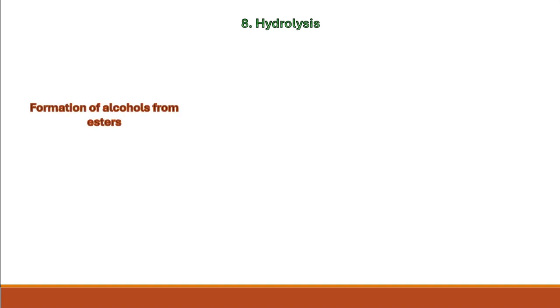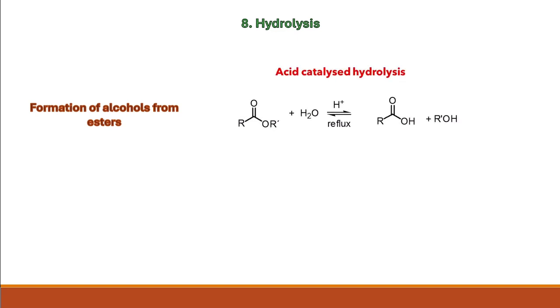Hydrolysis. Hydrolysis is the formation of alcohols from esters. So if you have an ester and then you add water and use an acid catalyst, then the ester can break down to give you the carboxylic acid and the alcohol. This is called hydrolysis, because we used water to break a molecule.